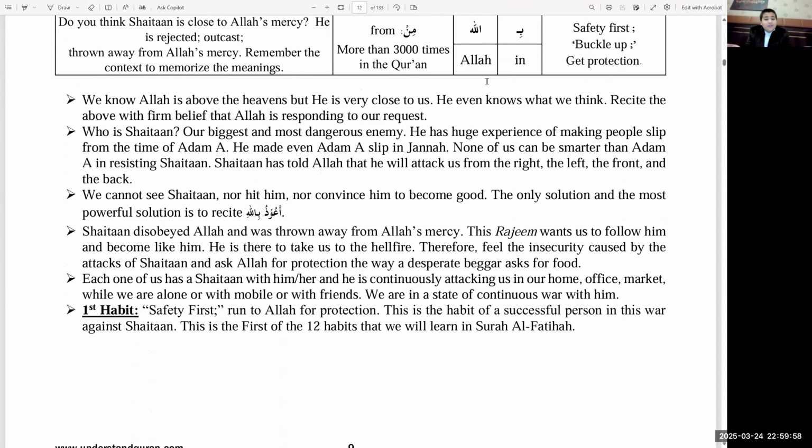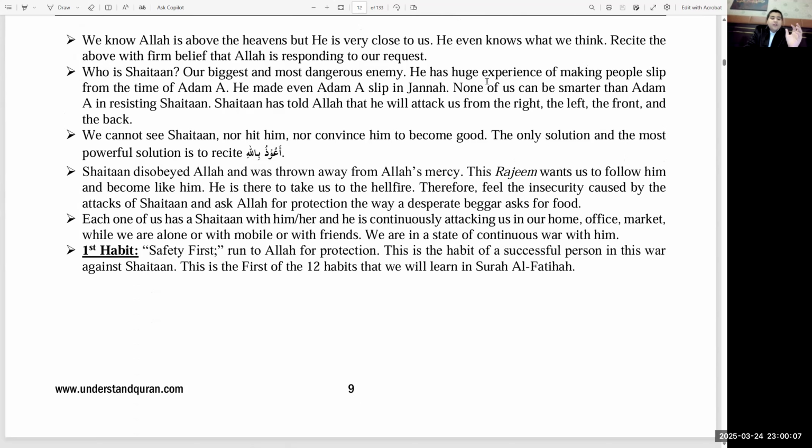First habit, safety first. Run to Allah for protection. This is the habit of a successful person in this war against Shaitan. This is the first of the 12 habits that we will learn in Surah Al-Fatiha.